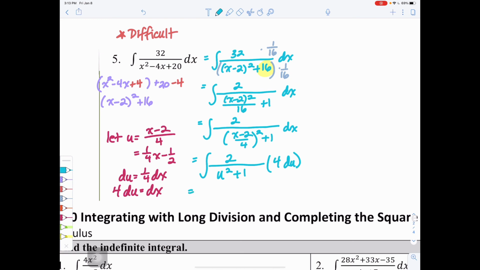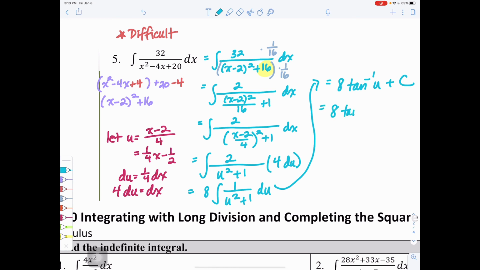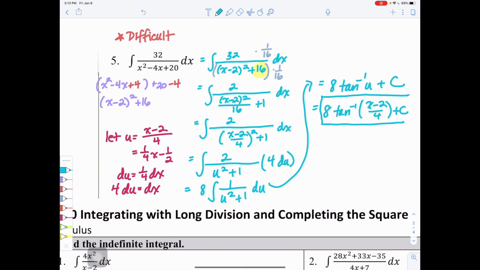Let's bring that 4 and that 2 on the outside. 1 over 1 plus u squared du, and we have a beautiful tan inverse. And we'll go ahead and plug our u back in, or substitute it back in. X minus 2 over 4 plus a constant. So although that was a difficult problem, I think we can always learn something from those. And that concludes this.